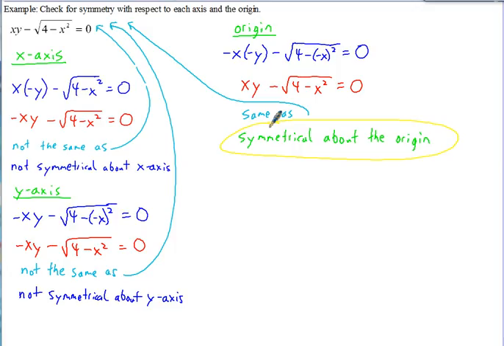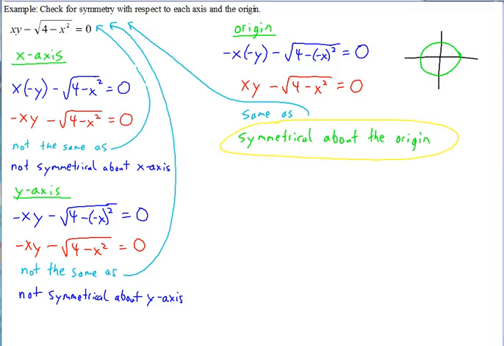Now, what can happen sometimes is if it's not symmetrical about any of these three, then you can say there's no symmetry to it. Okay, that can happen. It doesn't have to be symmetrical about one of these three. But in this case, it is symmetrical about the origin. And occasionally you get things that are symmetrical about more than one thing. In other words, if you had a circle that was centered at the origin, you can see that would be symmetrical about the x-axis, the y-axis, and the origin. So occasionally you can get things that are symmetrical about more than one of these.